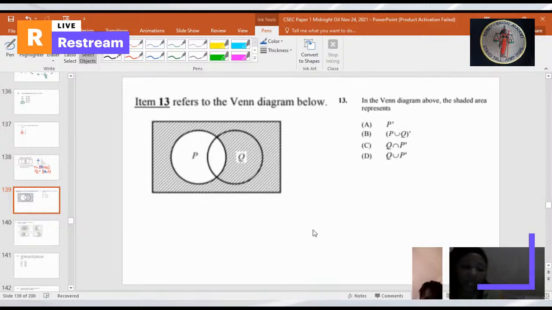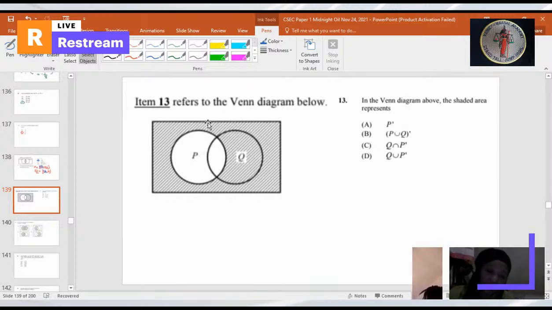The area that's shaded, so everything out here and there, what would that represent? Would it mean the P and Q? But P is not shaded. So yes, the part of Q that's not in P, that's shaded.